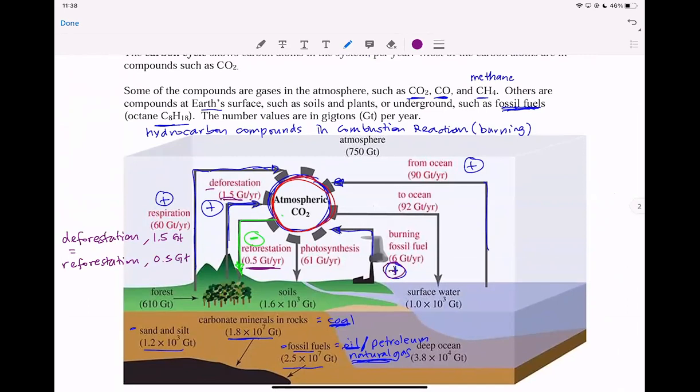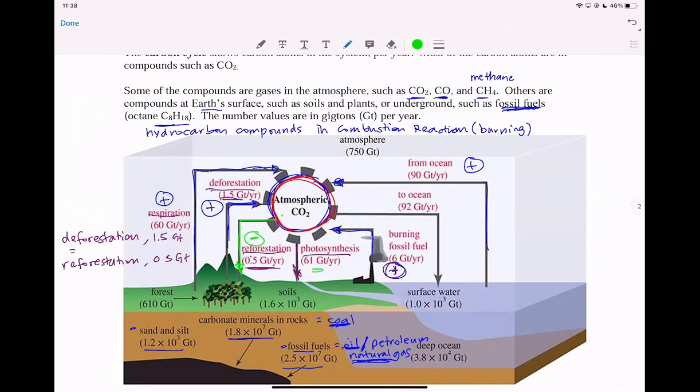Okay, so I'll get back to that, but I want to get to the processes that are matched. So deforestation and reforestation are matched. Interestingly, photosynthesis and respiration are also matched. Photosynthesis takes carbon dioxide out of the atmosphere. I actually was going to do that in green, so I'm going to do that in green. So carbon dioxide out of the atmosphere.